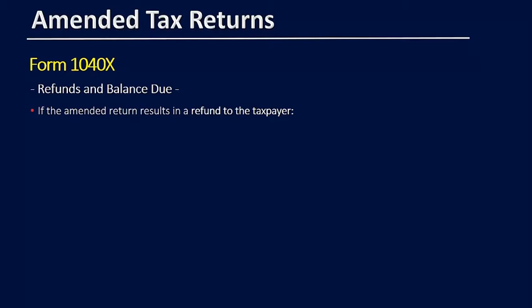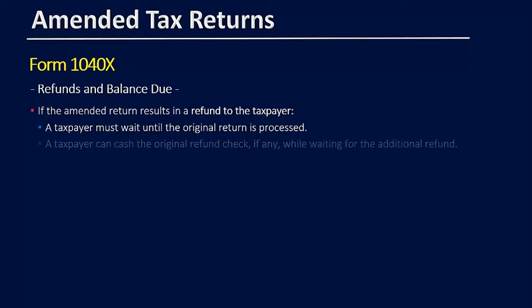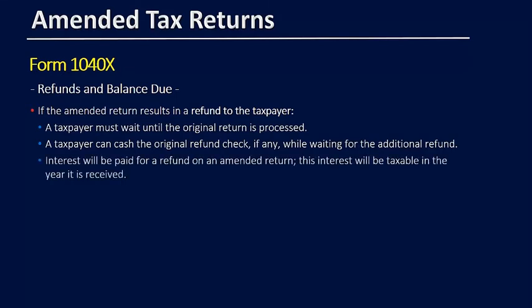On the Form 1040X, if there are any refunds and balance due involved, if the amended return results in a refund to the taxpayer, they must wait until the original return is processed, or if electronically filed, wait until the return is accepted. A taxpayer can cash the original refund check, if there was any, while waiting for any additional refund. Interest will be paid for a refund on an amended return, and this interest will be taxable in the year that it's received. The normal processing time for an amended return, Form 1040X, is 8 to 12 weeks.